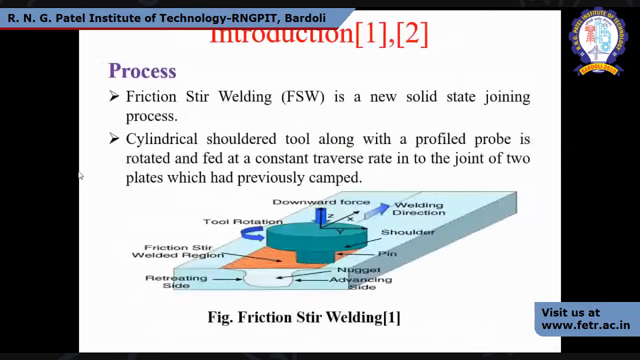Friction stir welding is a solid state joining process which does not use any kind of filler metal. If we look at other welding processes, like resistance welding, arc welding or gas welding, a filler metal is required. Here the tool rotates, generates the heat, and joins the two plates of material. The plates may be rectangular, circular or of any other shape, right?